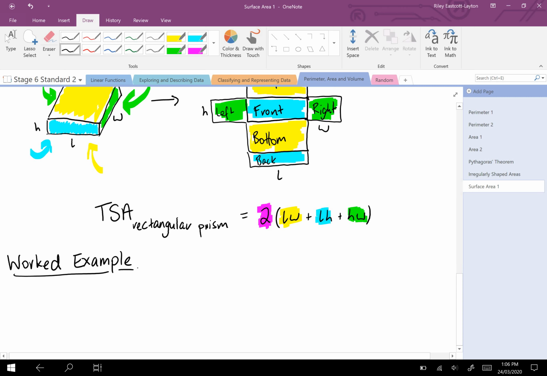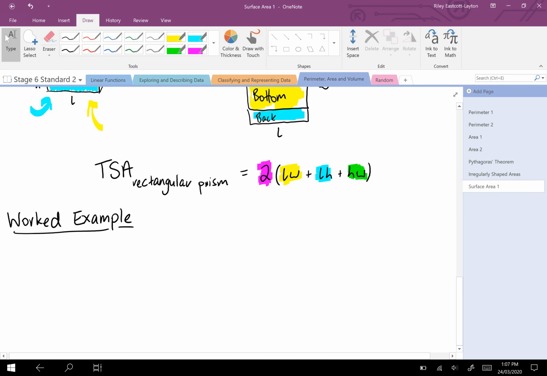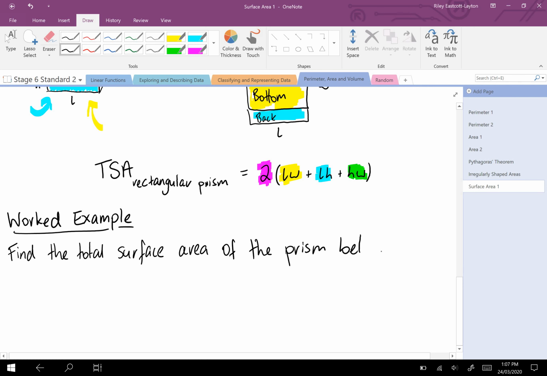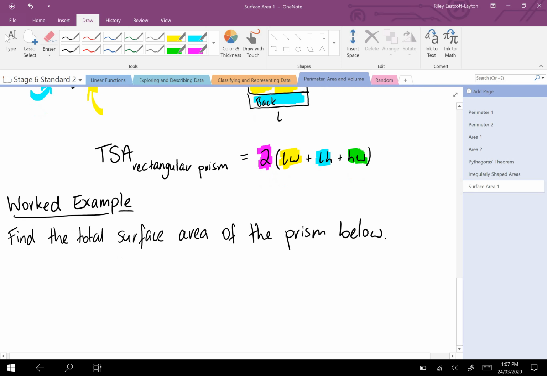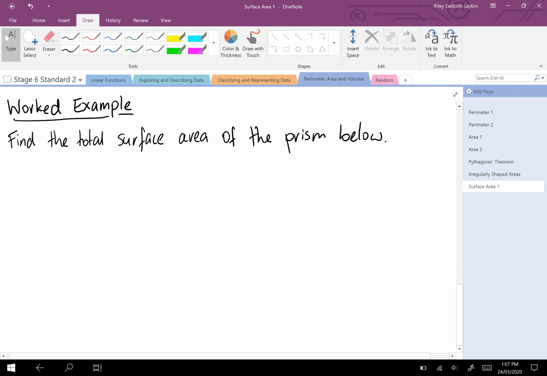And our worked example is so. Find the total surface area of the prism below. Alright. Now, let's get my art on again. We're going to have, looks like this, one of these.